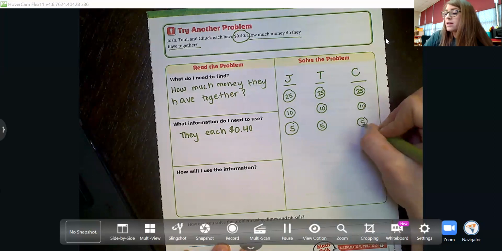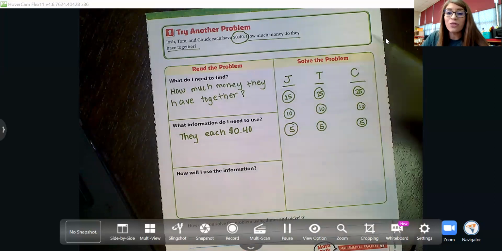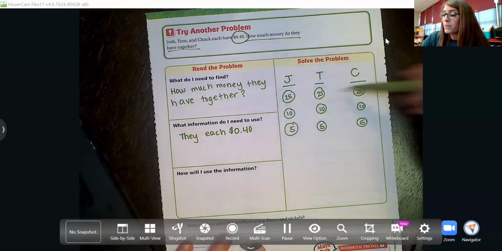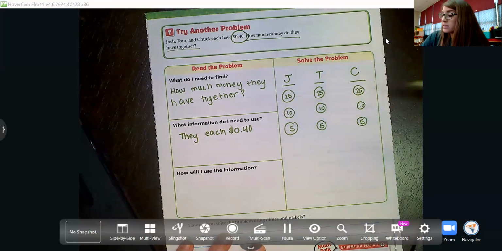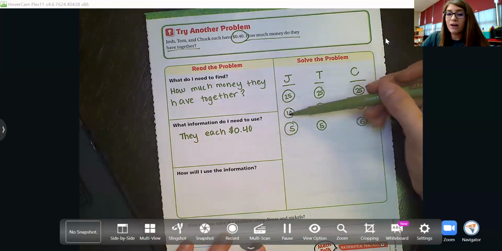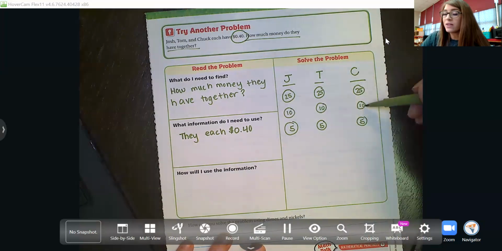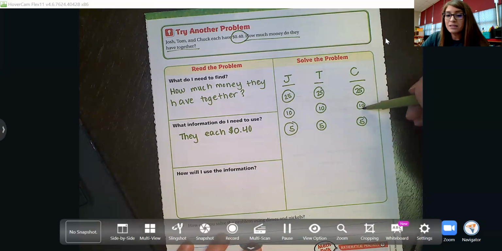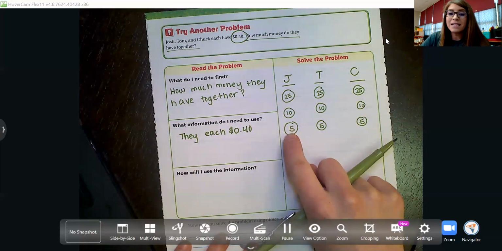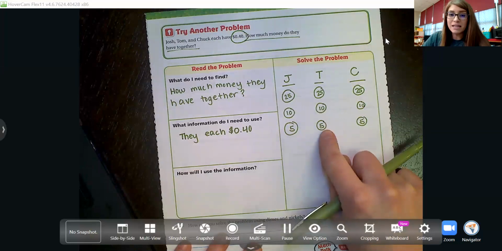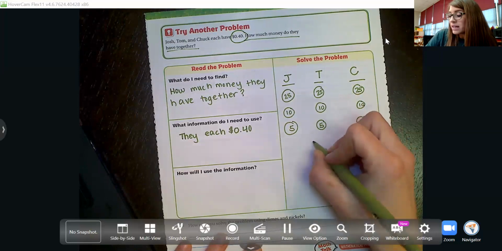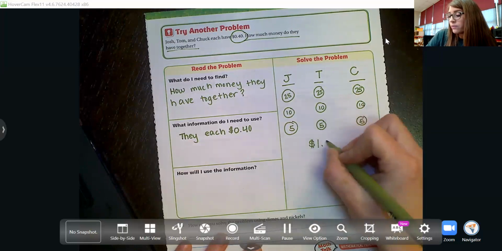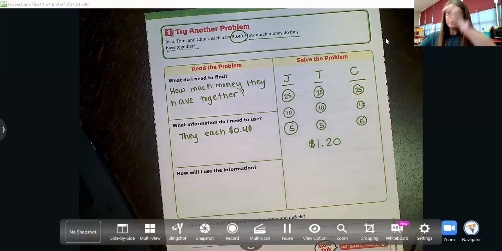All right. Now that I've got it drawn out, I can go ahead and count that money up. I'm going to start with my biggest coins first and then move down to the smallest. So we've got 25, 50, 75 cents, plus 10 is 85 cents, 95 cents, and this is going to give us $1.05. And then we're going to move down to our nickels, $1.10, $1.15, $1.20. So together they have $1.20.